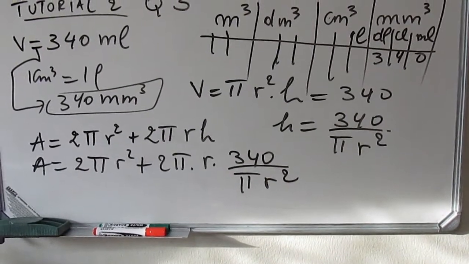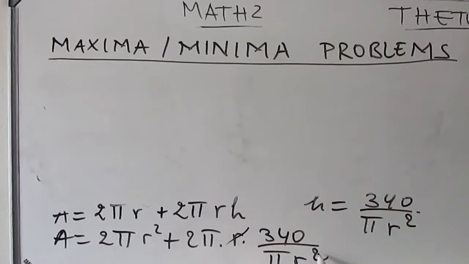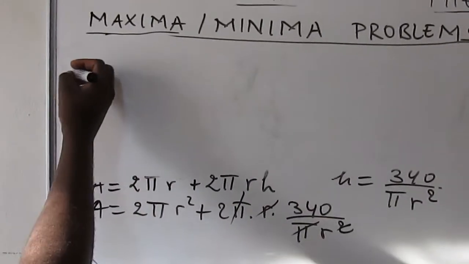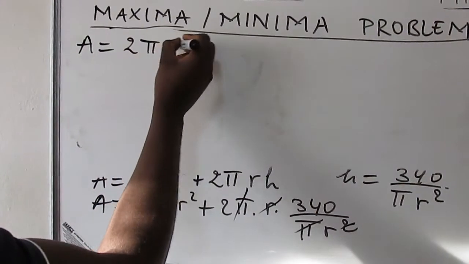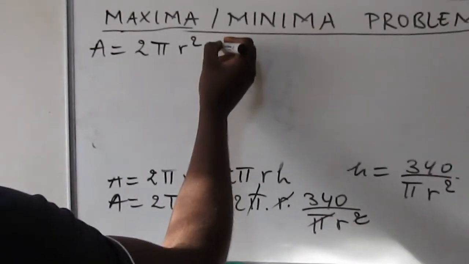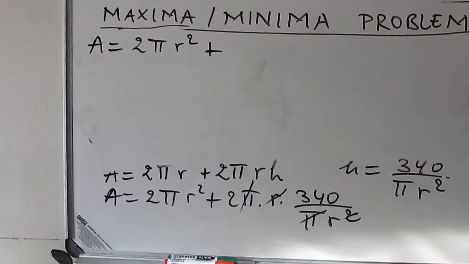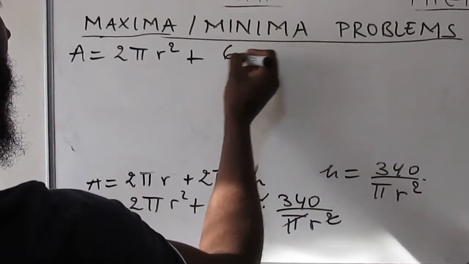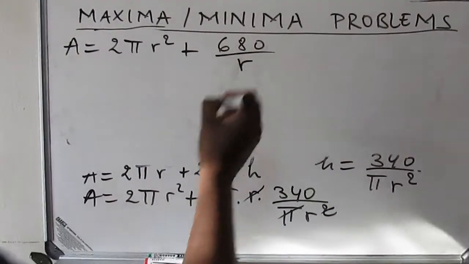Alright, guys. So we can see that r and r can cancel. We can also cancel pi and pi. So after cancelling that, we're going to have area equal to 2 pi r squared plus 2 multiplied by 340, which is going to be 680 over r. Right.